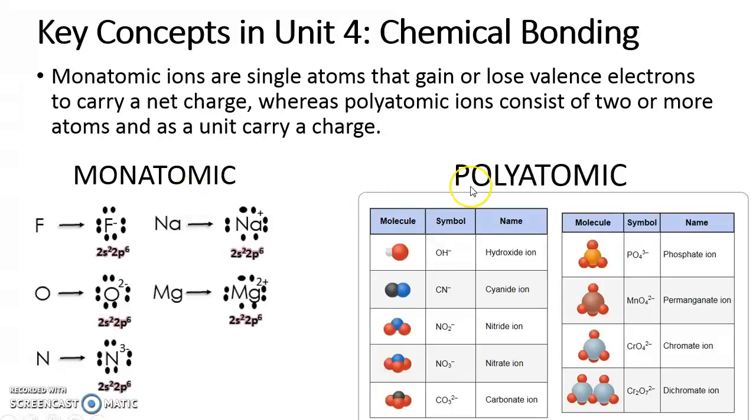Polyatomic ions are ions that consist of two or more atoms and as a unit carry a charge. So those are things like OH-, that's made up of oxygen and hydrogen, and CN-, which is made up of carbon and nitrogen. So in monatomic, you only have one type of element and a charge. Polyatomic, you have two or more types of elements and a charge. One hint here is for monatomic, look for one capital letter. For polyatomic, look for two or more.